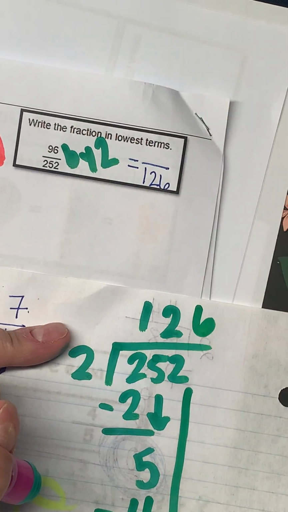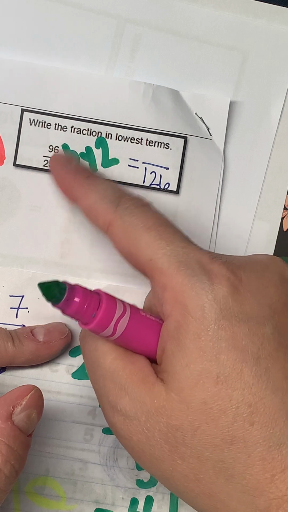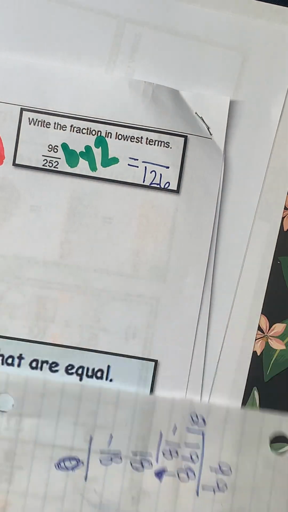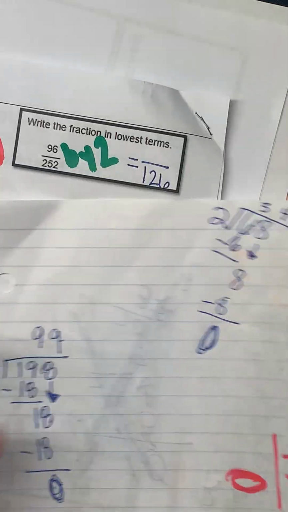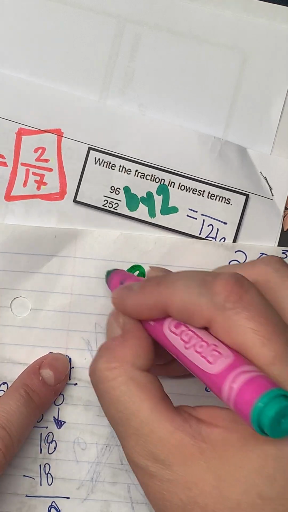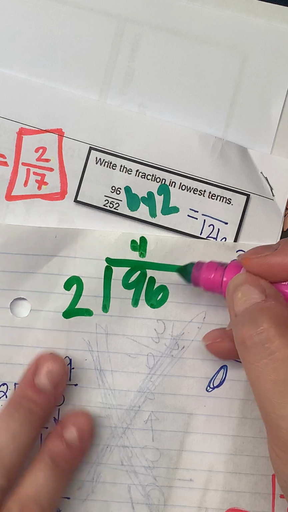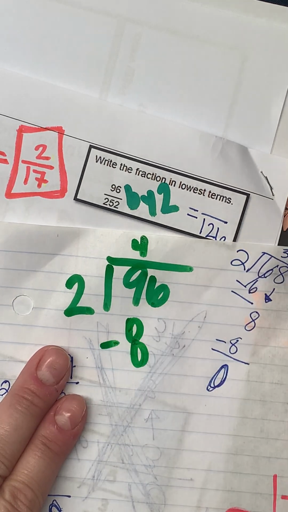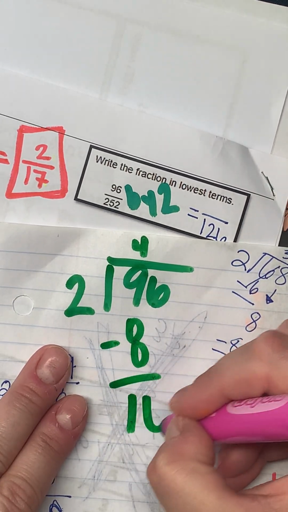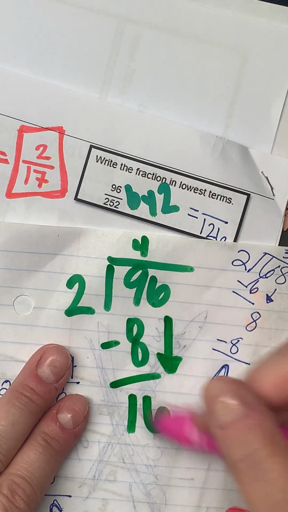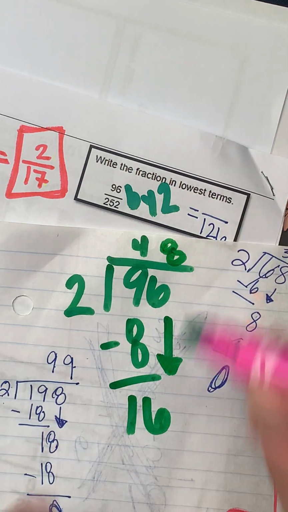Woohoo! But now I need to do 96 divided by 2. Okay, let's do 96 divided by 2. 2 goes into 9 four times to get you an 8. And we subtract down, bring down your next number. 2 goes into 16 8 times.